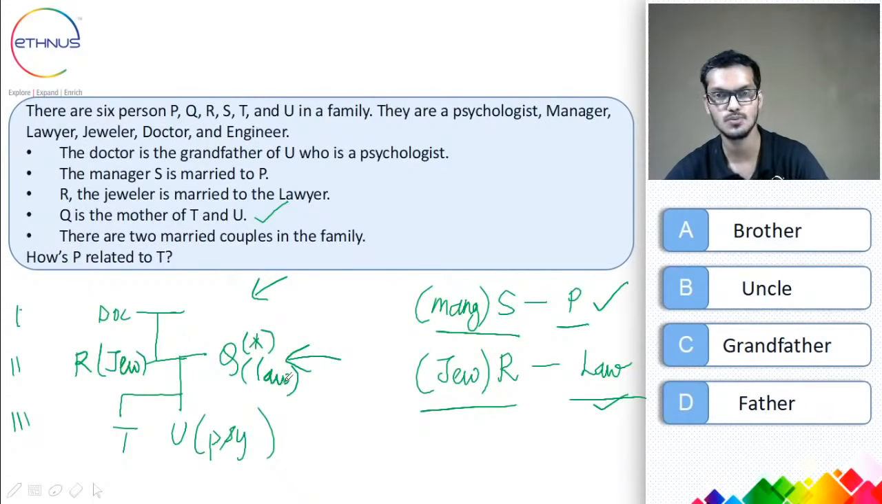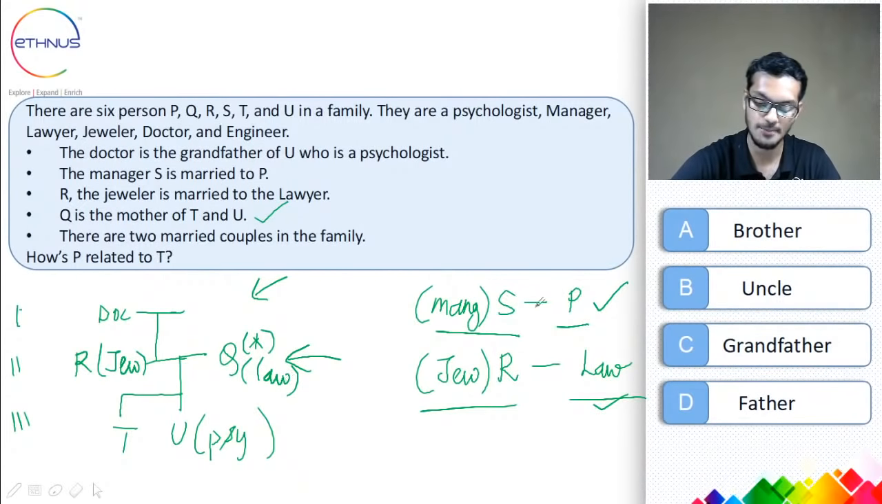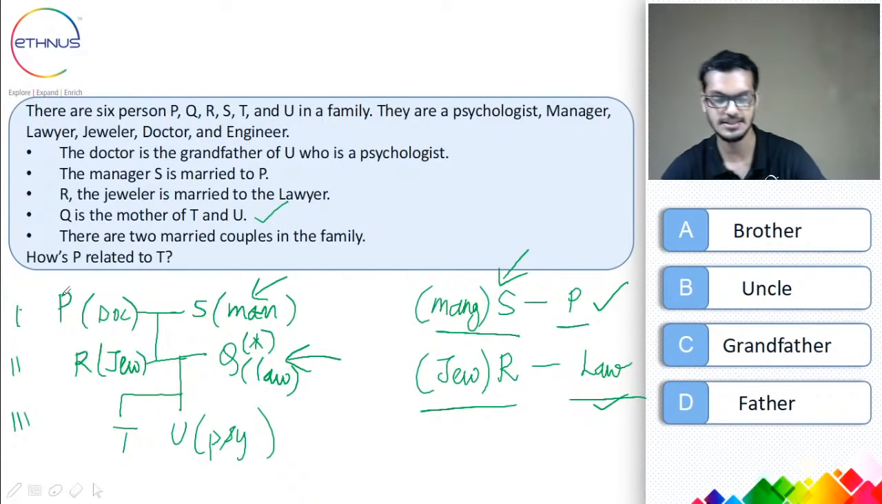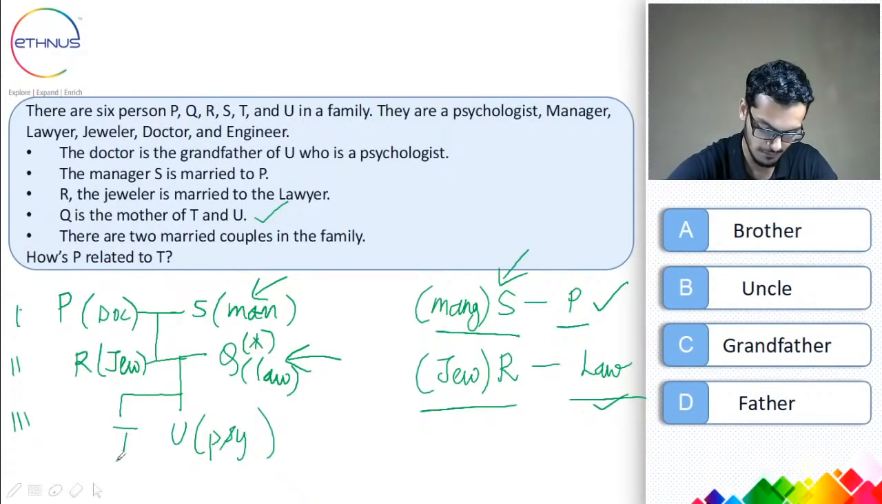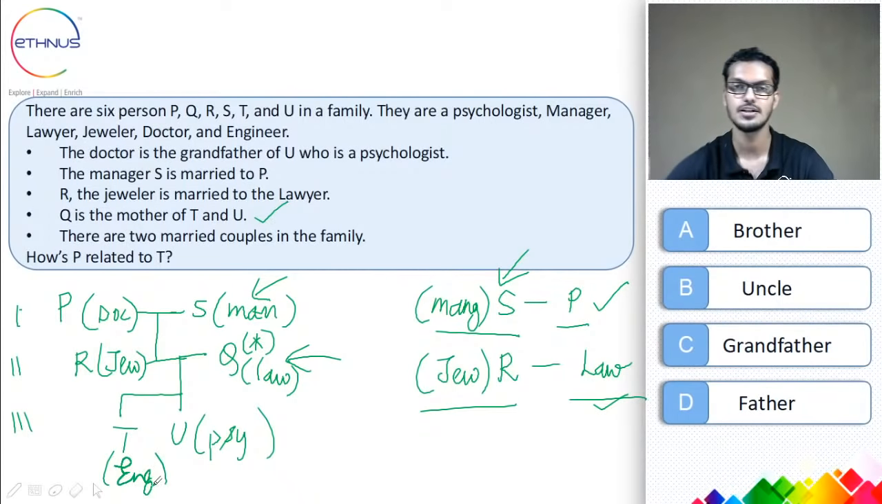Okay, so this is what we got from here. Now talking about S and P, that is manager, we know the profession of this person, doctor, so the other person here should come here, S, and that person's profession is manager. Okay, and P will be doctor. So this will be the final arrangement. So if I read it out, doctor is a grandfather of U, who is a psychologist. So we got the profession of each and every one, but we don't know the profession of T. Definitely the left out profession among these should be engineer.